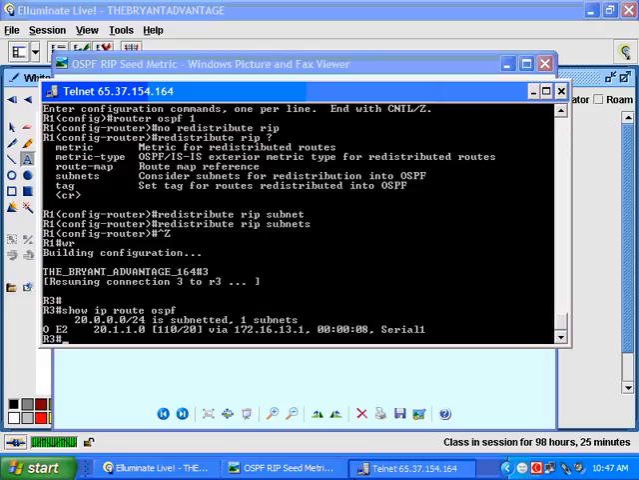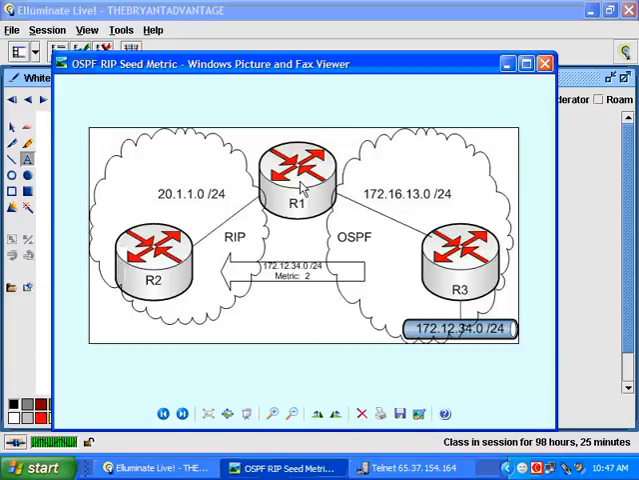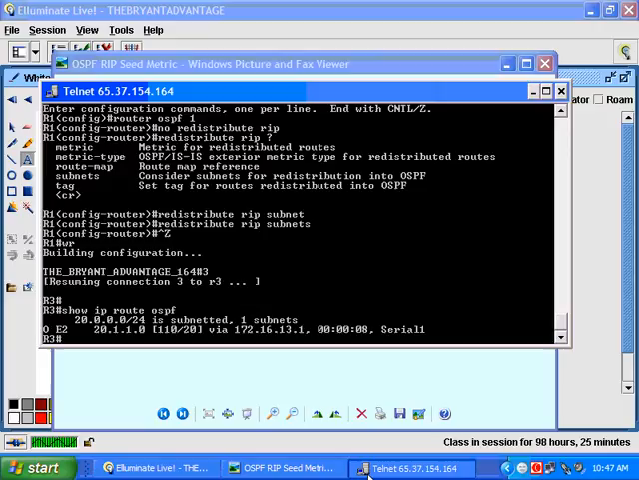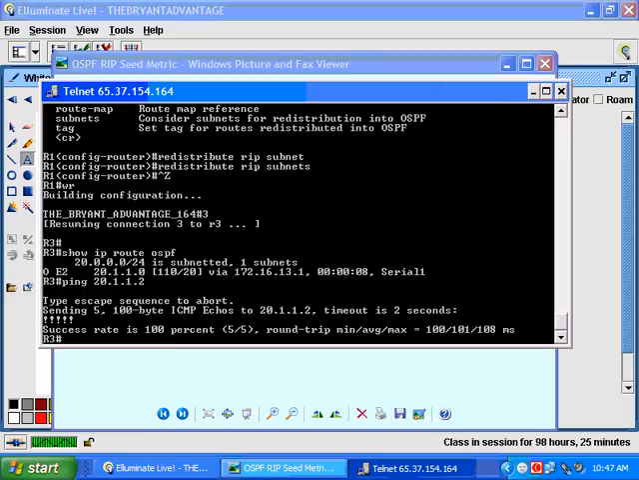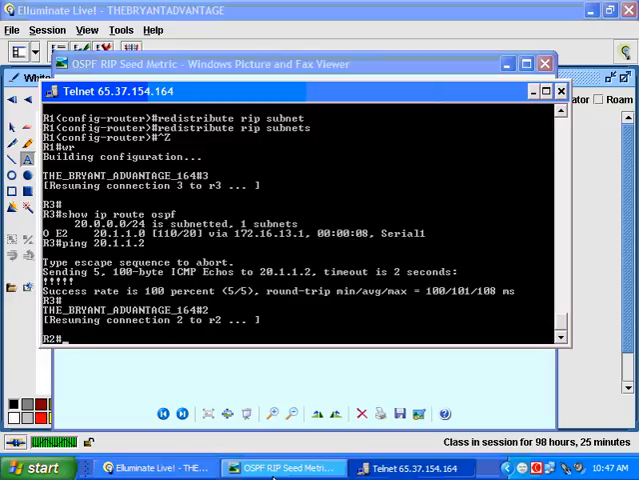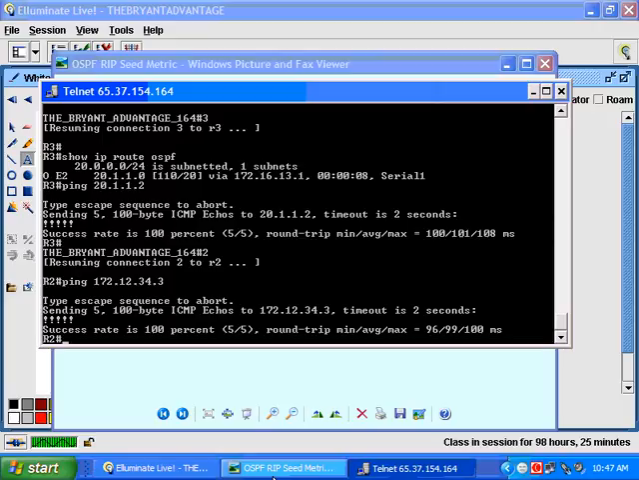And that means that the cost shown here in the brackets reflects only the cost of the path from the ASBR, which is router 1, to the destination network. And you can see that that just happens to be 20, which is our default seed metric. Good stuff to know. Let's see if routers 3 and 2 can now communicate. We'll do a ping on 3 first to 20.1.1.2. Goes through just fine. We go over to 2 and ping the previously unreachable 172.12.34.3. Goes right through. We have no problems.